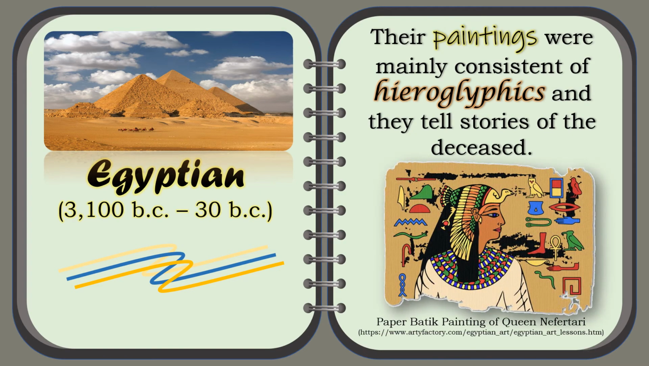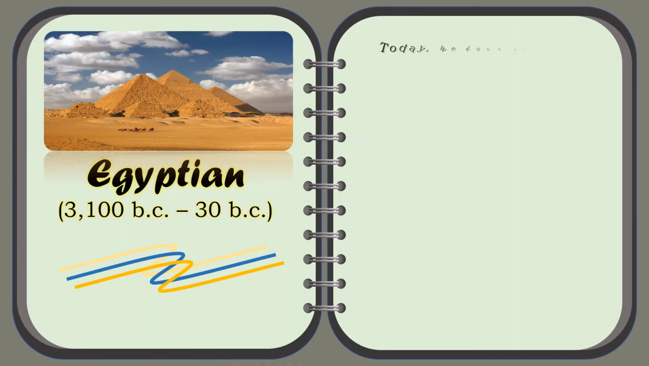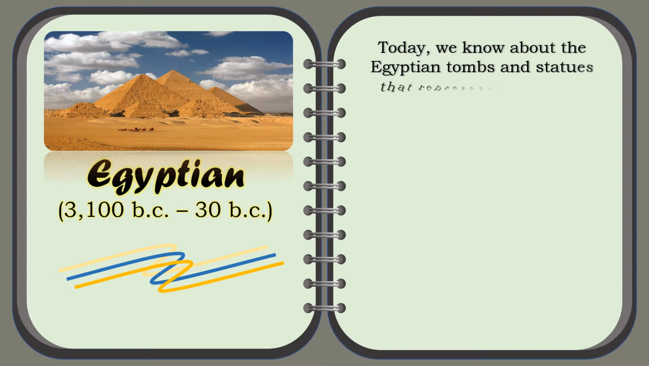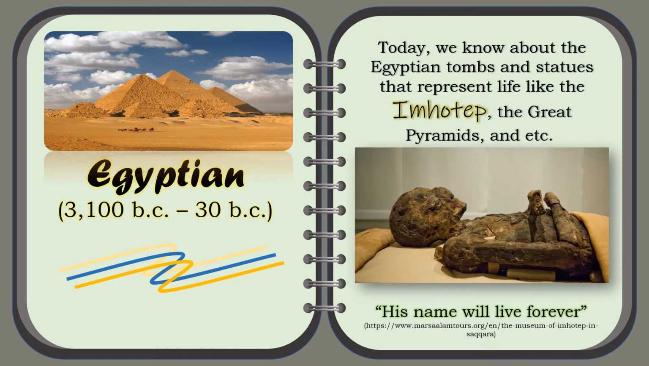For example, the paper batik painting of Queen Nefertari. Today, we know about the Egyptian tombs and statues that represent life, like the Imhotep, the Great Pyramids, and etc. The mummy remains of Imhotep, with a message: his name will live forever.